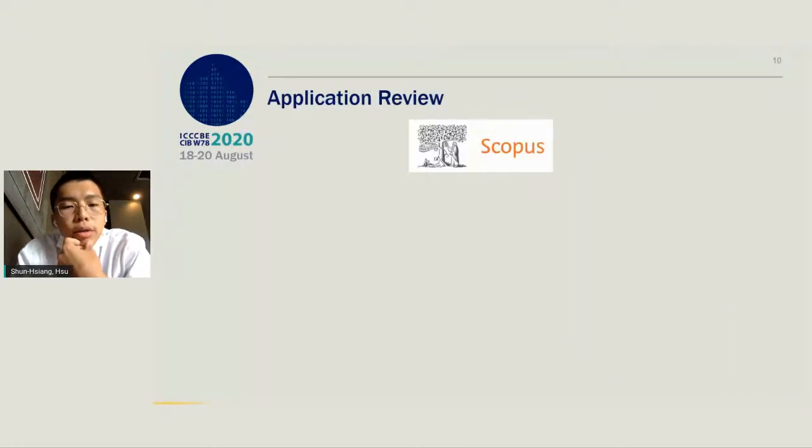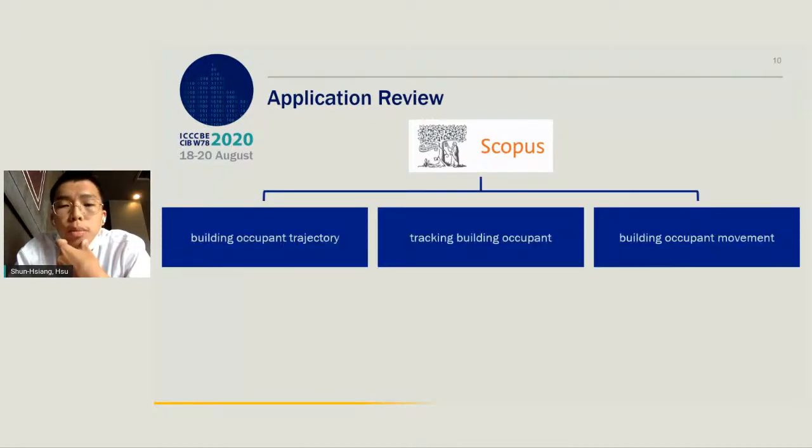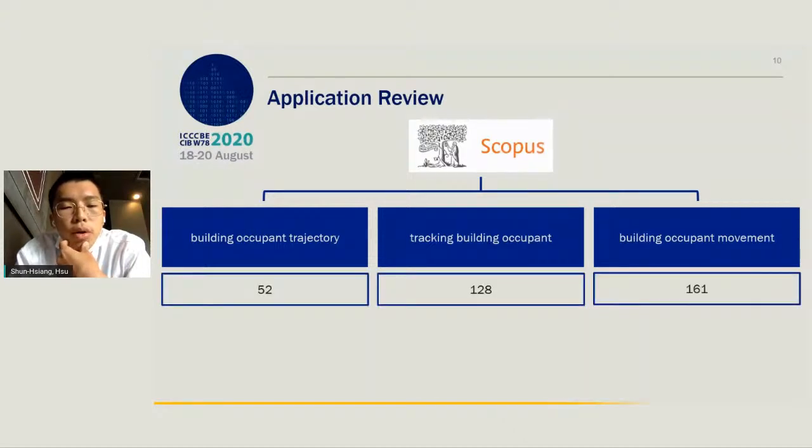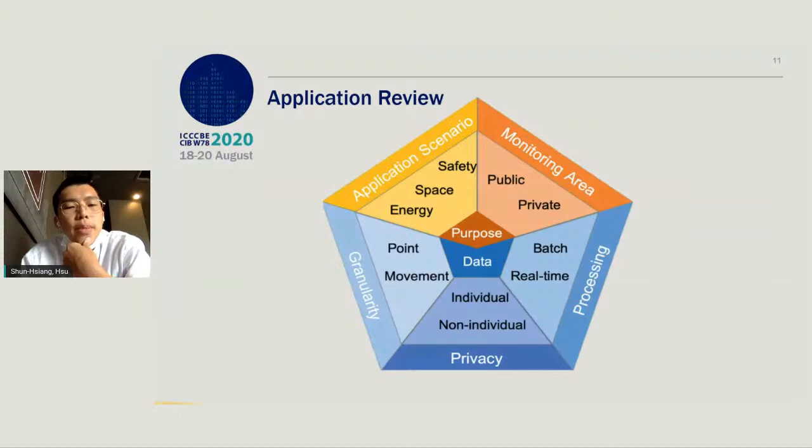The papers are collected from Scopus, which is the largest database of peer-reviewed literature. As shown above, we use three keywords to search for related work, and the numbers of search results are listed below. By reviewing them one by one, only 22 papers actually meet our requirements. By analyzing the papers, we propose a framework composed of purpose and data.